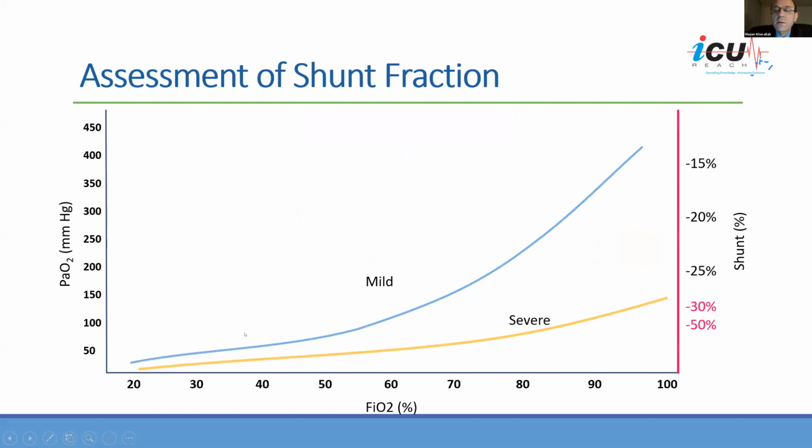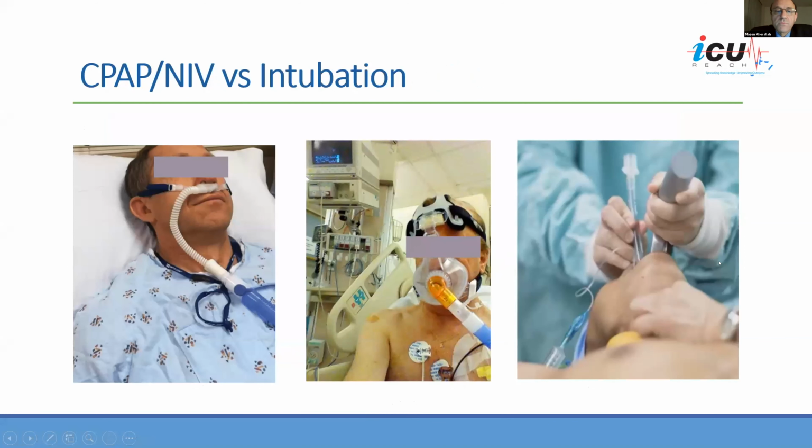And you can see here the fraction of the shunt related to the response to the oxygen. So this is the increased FiO2 here, and this is the PO2. If the response is very good, and we get a PO2 elevation, that means the shunt fraction is minimal, compared to a poor response with slight increase in the PO2 that indicates higher shunt fraction. So the question is, those patients, should they be placed on non-invasive mechanical ventilation, or should they be intubated?